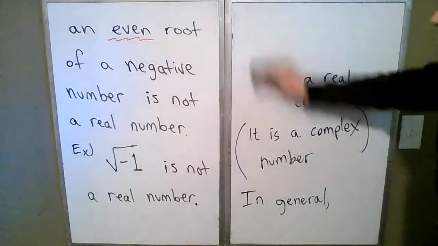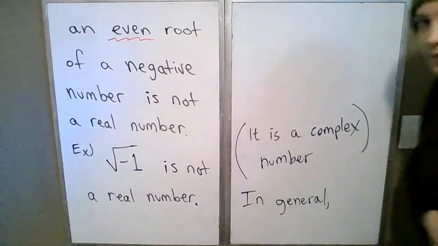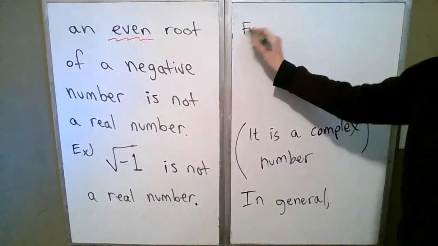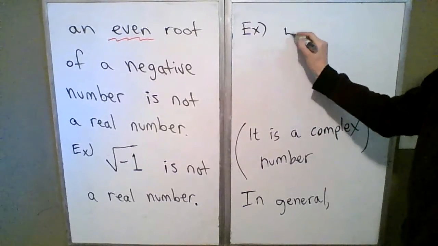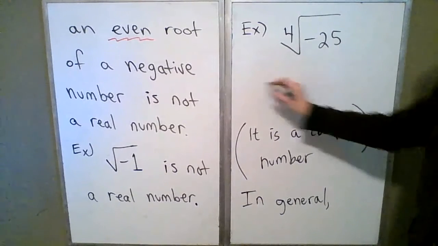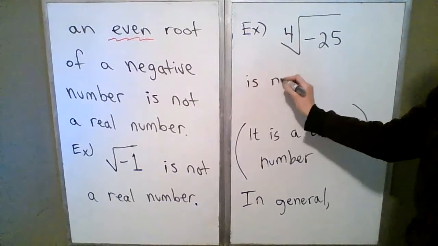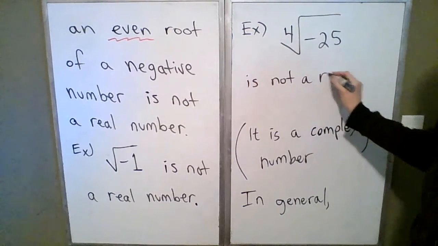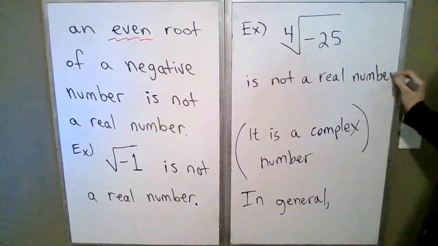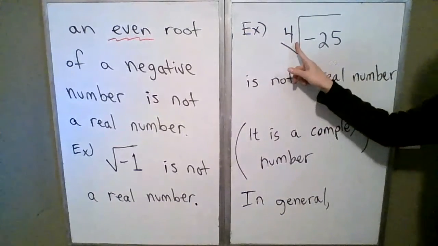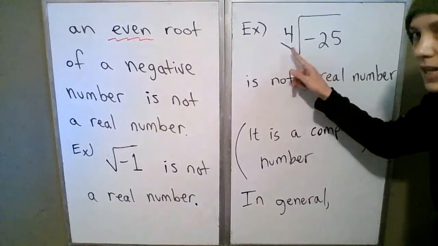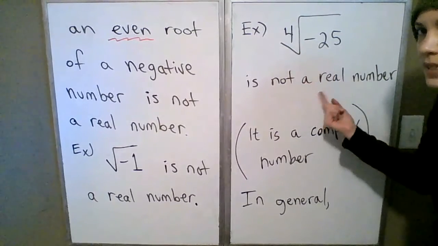We had a fourth root of -25. It's not a real number. The root is even and the value underneath the root is negative. So it can't be simplified in the real numbers.